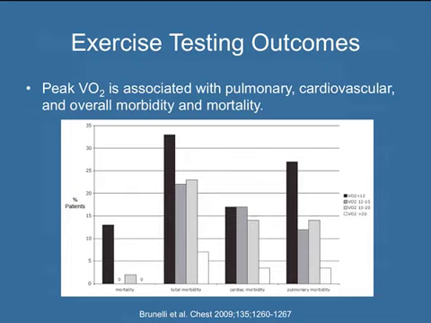Outcomes of major lung resection are closely related to results of cardiopulmonary exercise testing. This graph demonstrates a linear relationship between declining peak VO2 and increasing pulmonary, cardiac, and overall morbidity and increasing operative mortality. Generally speaking, patients with a peak VO2 greater than 20 milliliters per kilogram per minute are in a good surgical risk category, whereas those with a peak VO2 less than 10 milliliters per kilogram per minute are in a prohibitive surgical risk category.